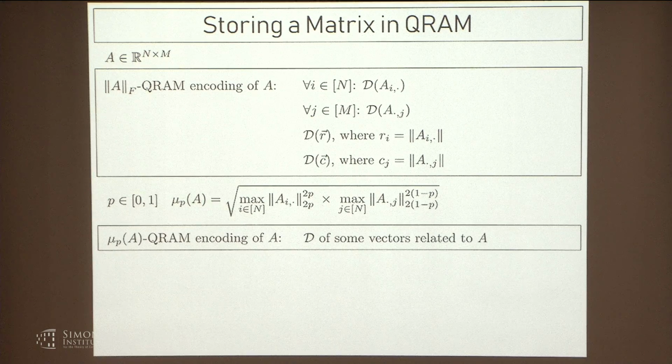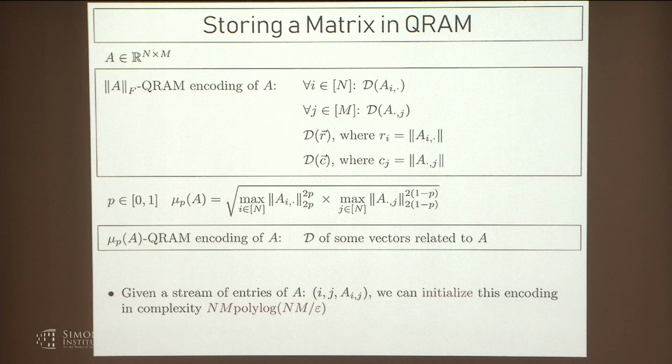And then for this value, I'm going to have a QRAM encoding called the mu_p of A QRAM encoding. It's going to also have some vectors related to A. I'm not going to say the details. The reason it's named after this quantity is because this is going to be the normalization of some of the vectors in the encoding. Okay, and so I have these different ways of encoding matrix A in QRAM. They can all be initialized in the same nice way. And then what you can do with them is going to be different, so your algorithms for working with them are going to be different as well.